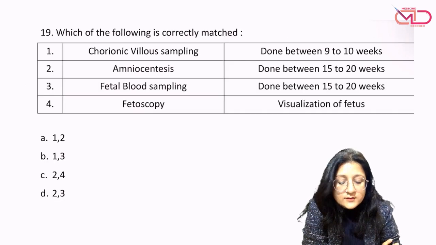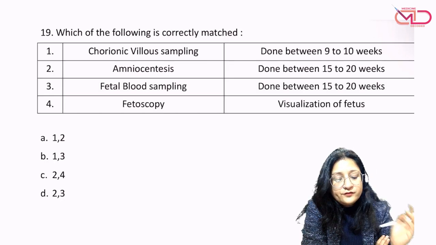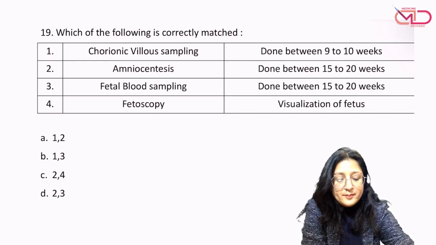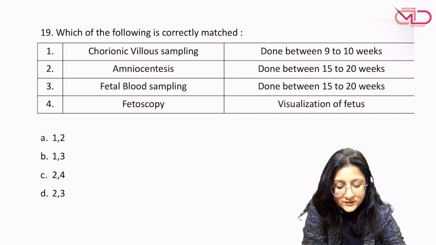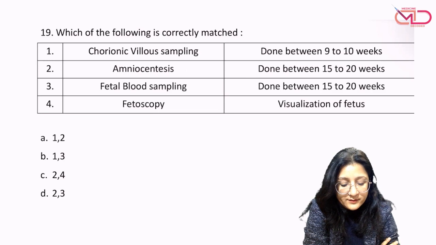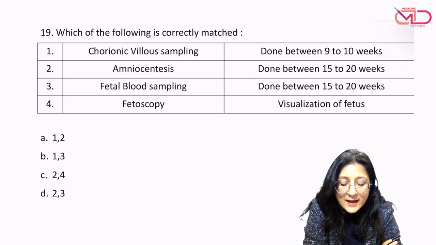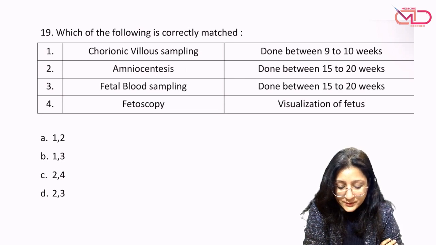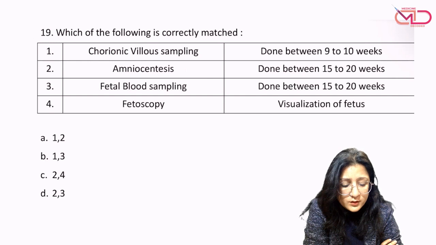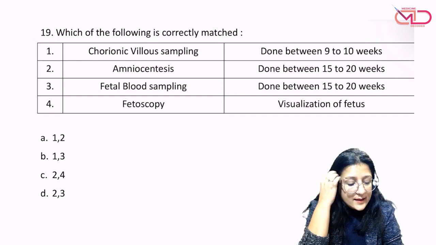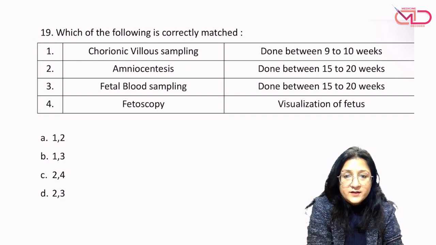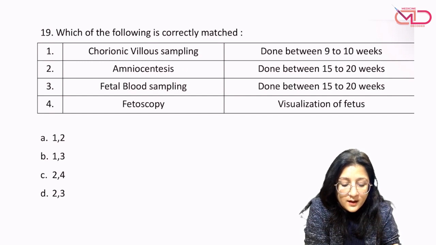Now, let's look at the next question. Which of the following is correctly matched, right? So this was a question where two columns were given and you had to match. You don't have to match, but you had to answer which of the following were correctly matched, right? So let's have a look. Chorionic villus sampling is done between 9 to 10 weeks of gestation. Now this is a wrong statement.